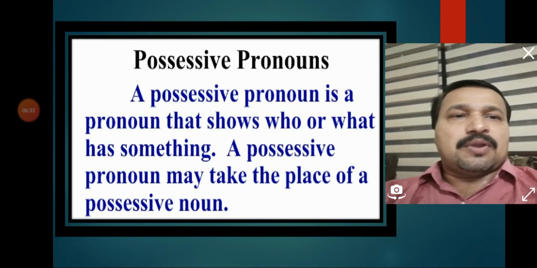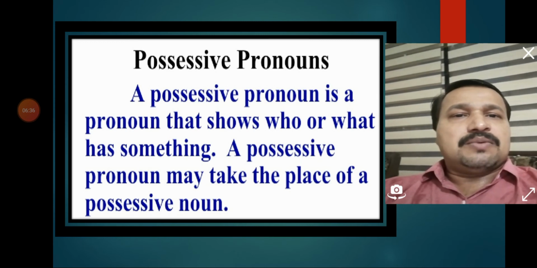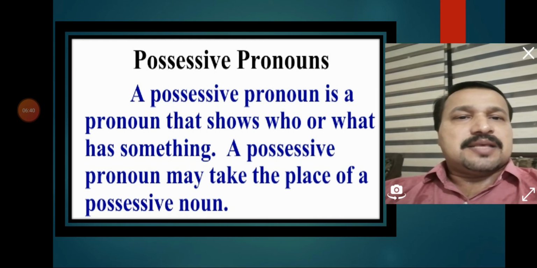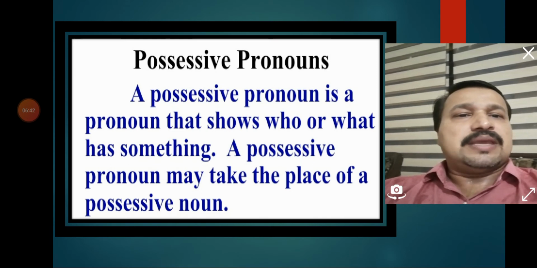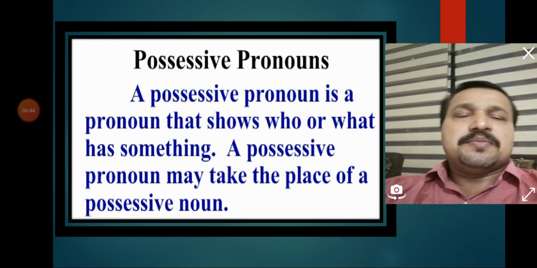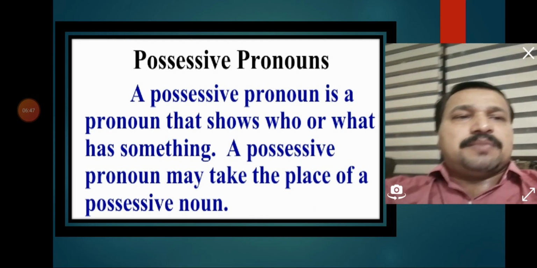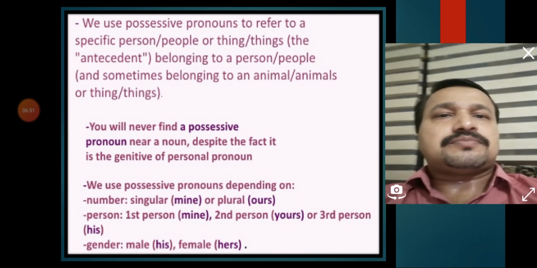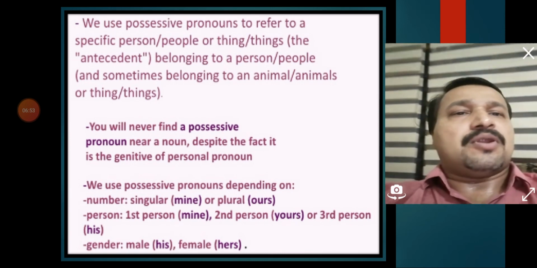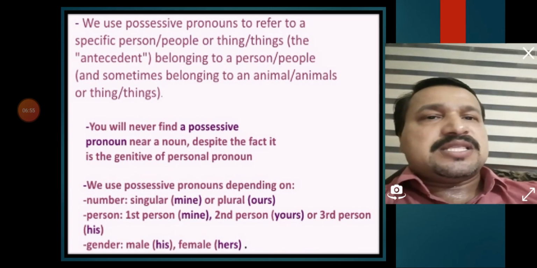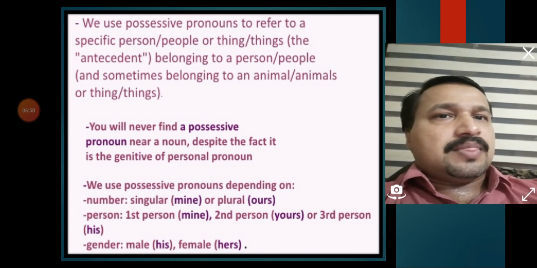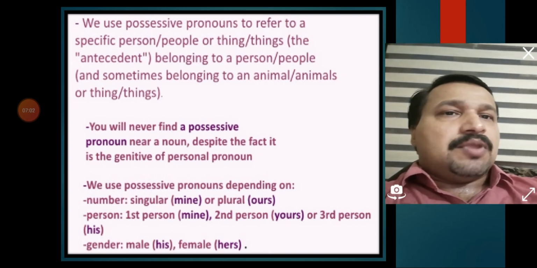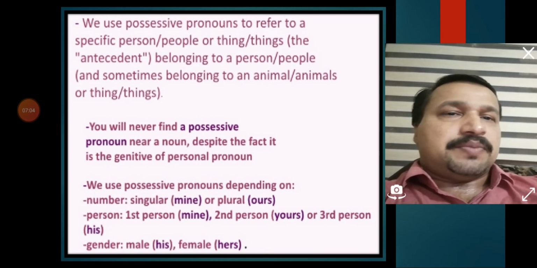Then possessive pronouns. A possessive pronoun is a pronoun that shows who or what has something. A possessive pronoun may take the place of a possessive noun. What is your belonging? That is said with the help of a possessive pronoun. We use possessive pronouns to refer to a specific person, people, or thing or things belonging to a person or people.